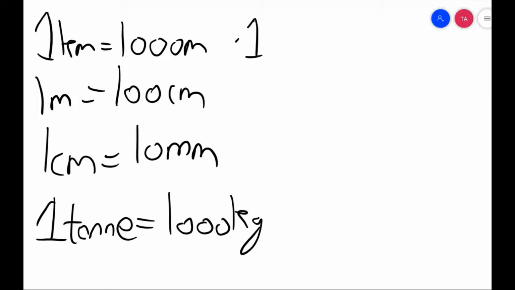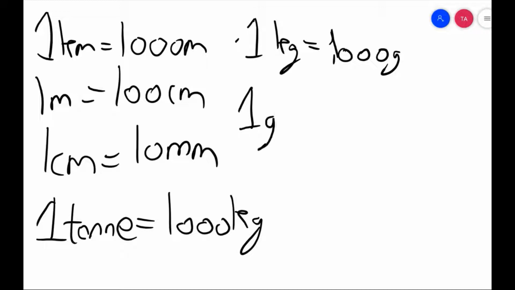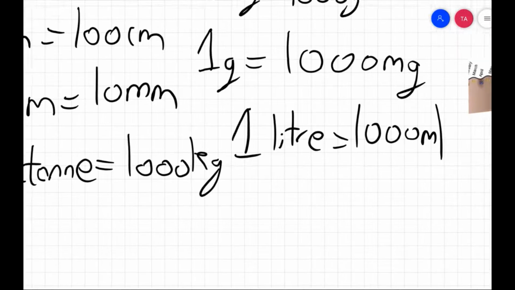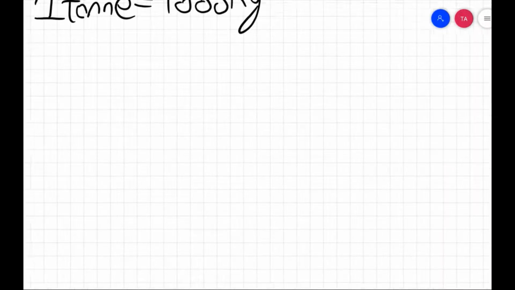1 kilogram is equal to 1,000 grams. Next is 1 gram, which is equal to 1,000 milligrams. And finally, for this section, we have 1 liter, which is equal to 1,000 milliliters. So make sure you learn that well, write it down somewhere.